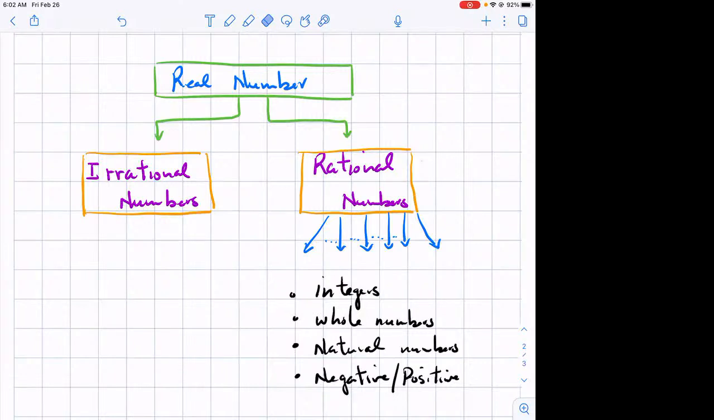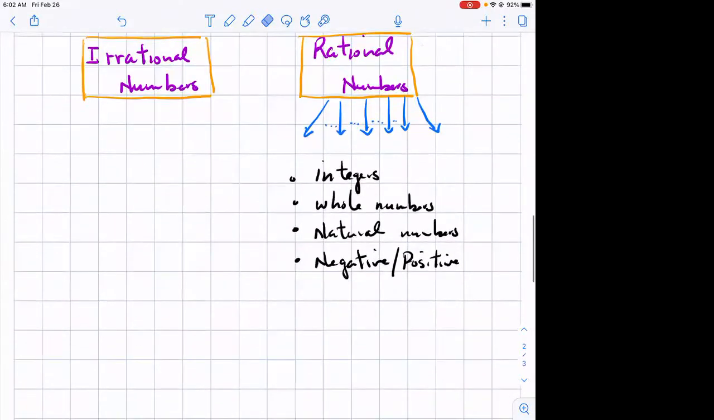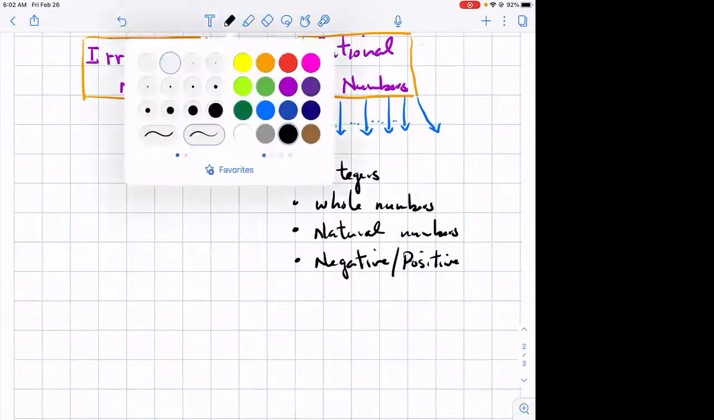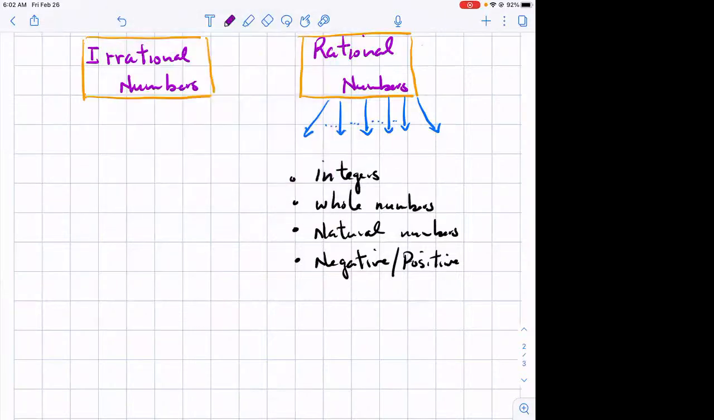Now, what is an irrational number and what is a rational number? So let's first look at rational.